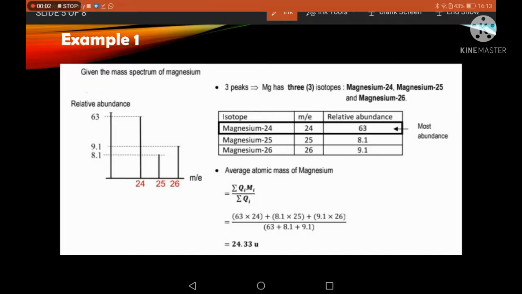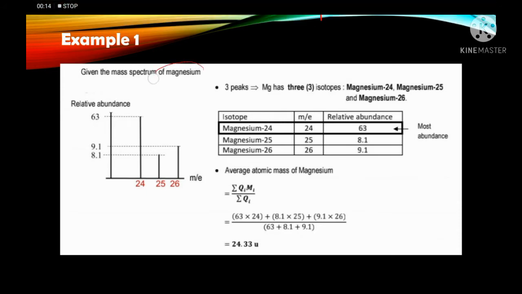Alright, so actually we are done for the subtopic 1.1. But here, I just want to give you a few examples for the calculation involved. The first example, they give you the mass spectrum of magnesium.